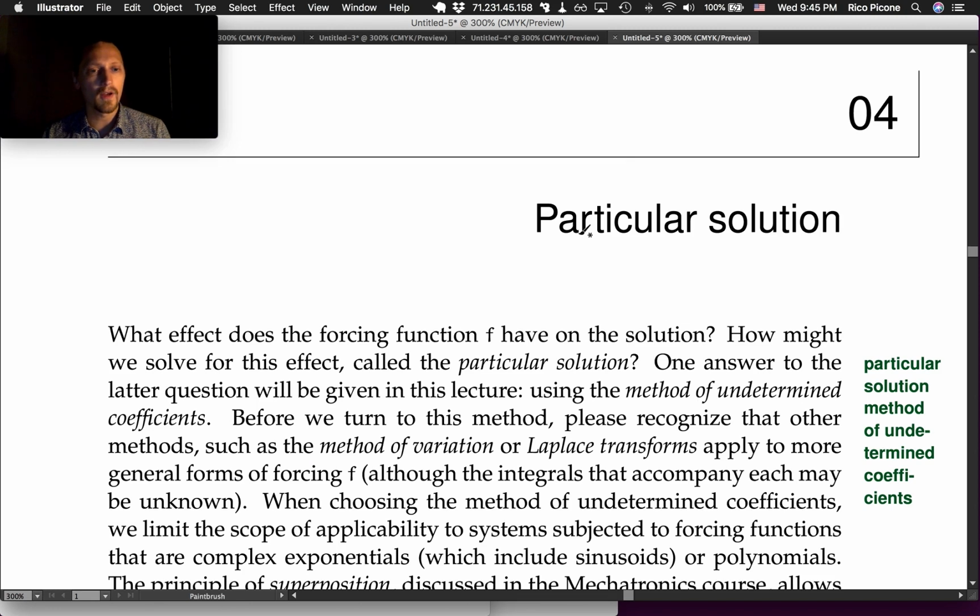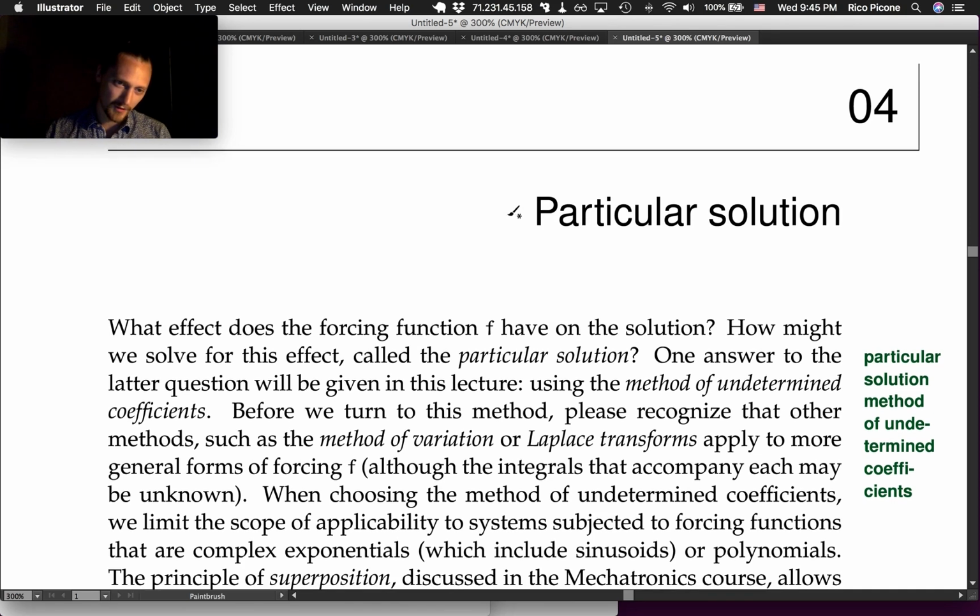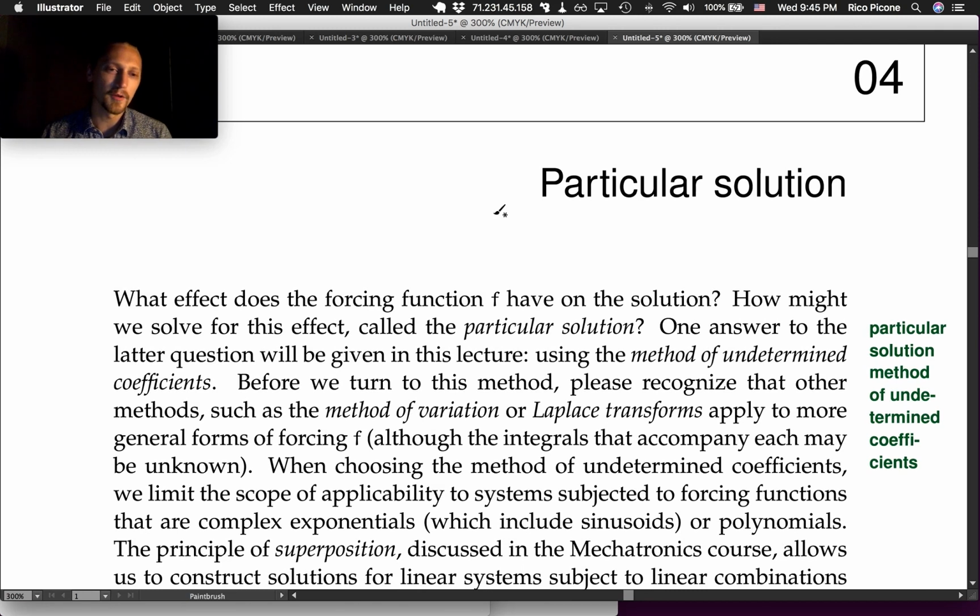How might we solve for the effect of the forcing function, called the particular solution? One answer to the latter question will be given in this lecture using the method of undetermined coefficients. Hopefully that rings a bell. If it doesn't, could be trouble, but do your best.